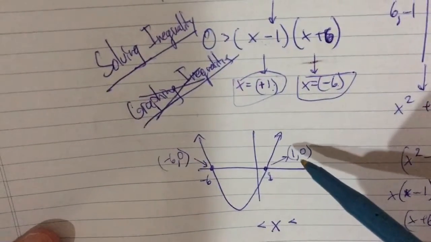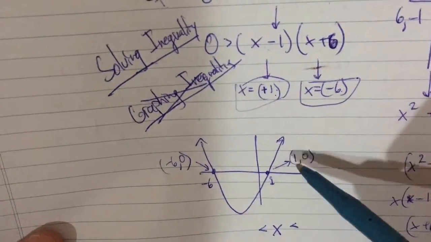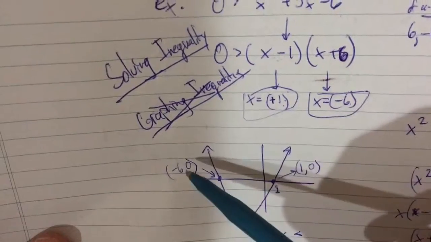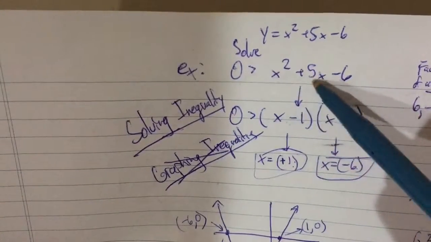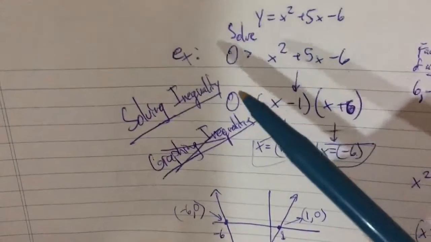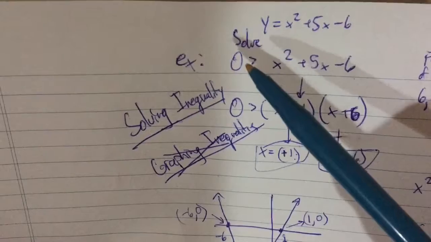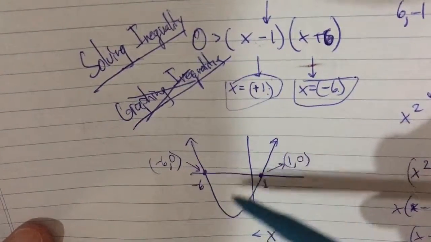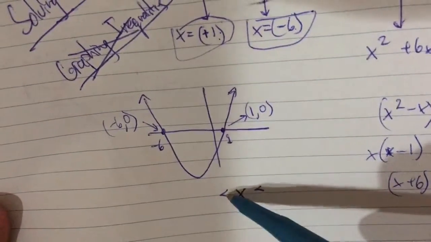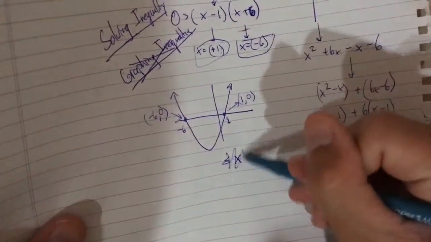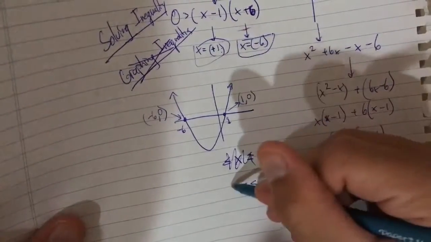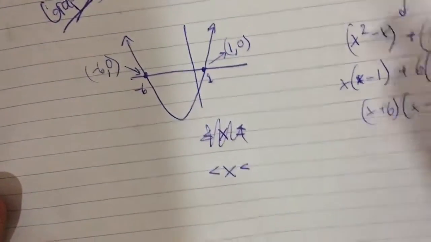We don't want to include any of these roots, because these roots give you a y value that is equal to 0. We're not asking for x values that give you a y value of 0. We're asking for x values that give you a y that is less than 0. So we can't have x being equal to, like the equal sign under. That's not right. It has to be x is greater or less than, okay?